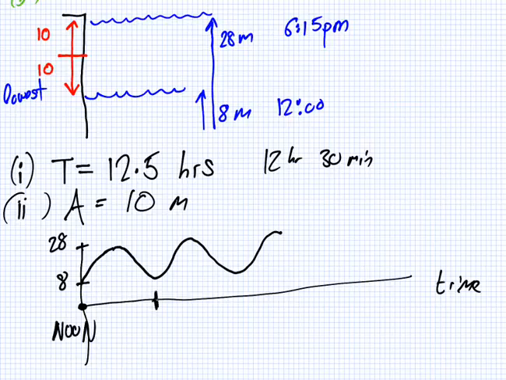It's 12.5, because 6 hours 15 minutes is the time to go from the lowest to the highest. The period is to go from low to high, back to low. This is only half the cycle. Look, this is one cycle: up, down. This is only down to up. So it's 6 hours 15 minutes multiplied by 2, which is 12 hours and 30 minutes. So 12.5.